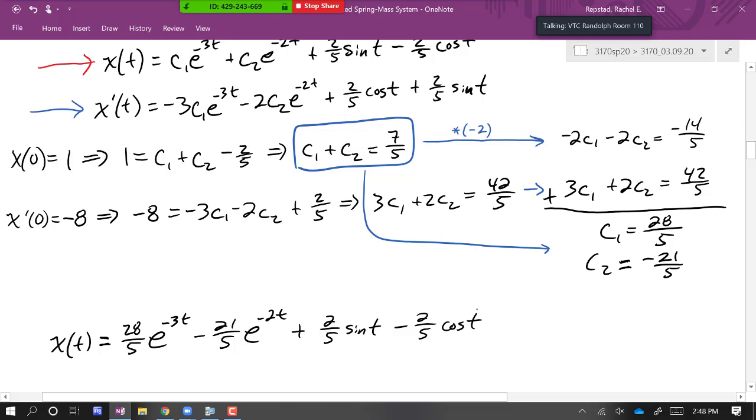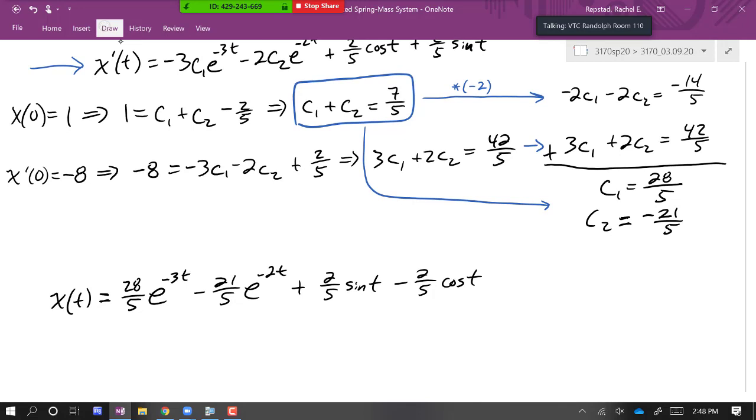This is the position function or the displacement function. The first two terms, that was from the homogeneous. This is what we call the transient part, because it goes away as t gets large. Those are exponential decay functions. It has an effect on the position at first, but then as time goes on, it has no effect at all.